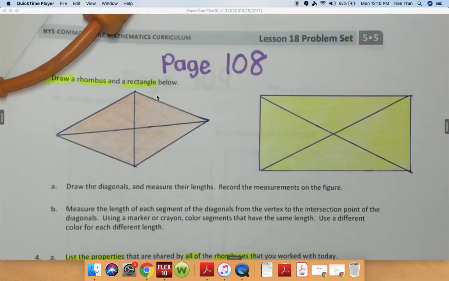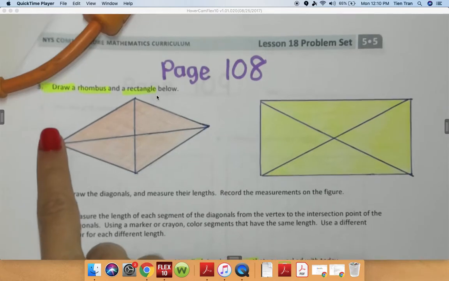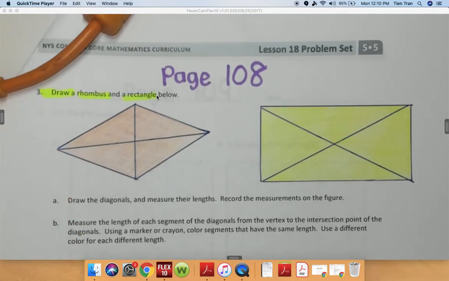Hello, this is the next page, page 108, problem set, lesson number 18. So the first question, or question number 3, asks you to draw a rhombus and a rectangle below. As you can tell, I drew a rhombus and a rectangle.